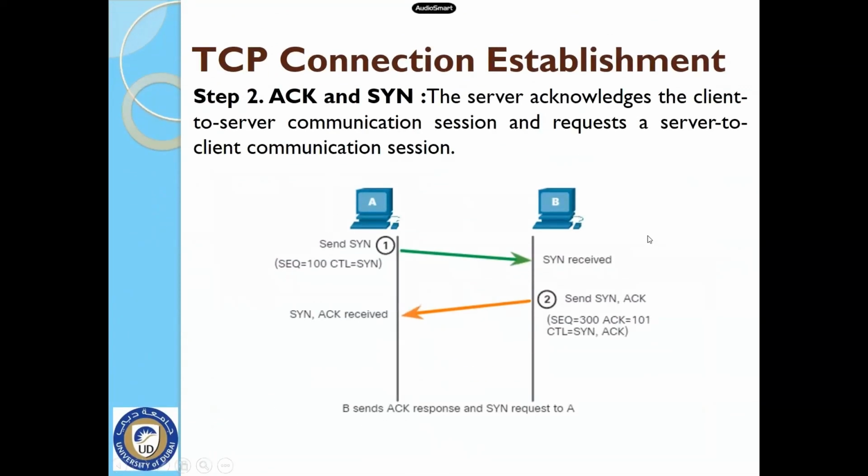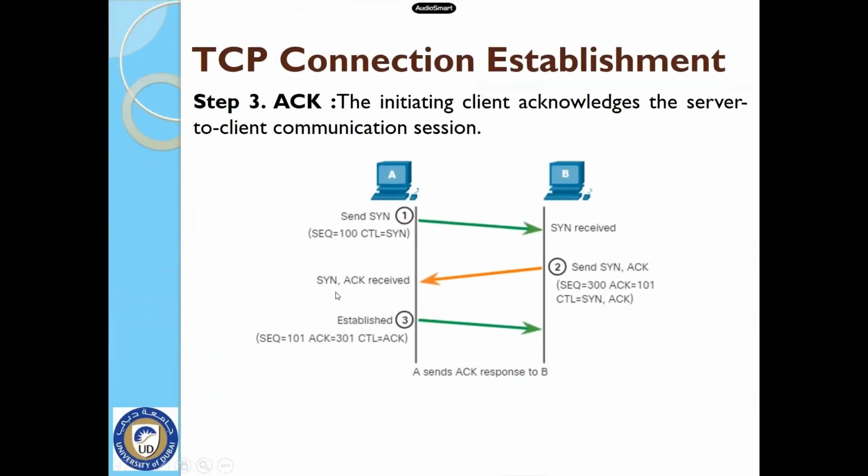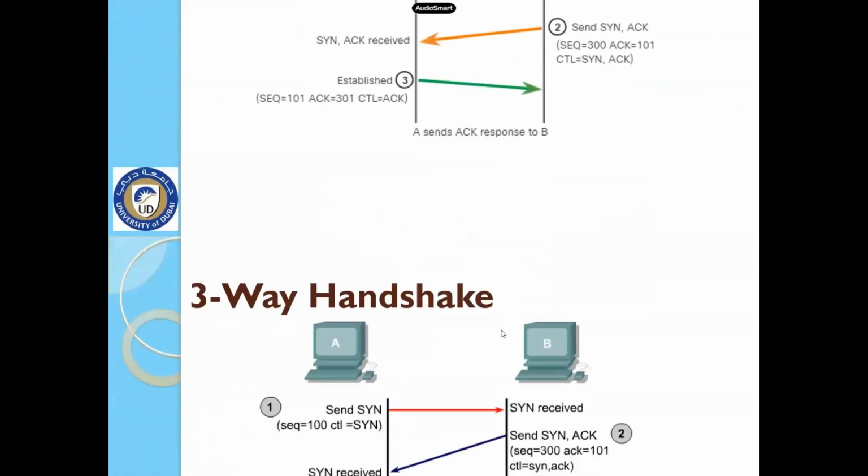Now, if the server is free, it will send an acknowledgement of synchronization. The server acknowledges the client-to-server communication session and requests a server-to-client communication session. Machine B replies to machine A like, okay, I'm free, you can send data. Once the connection has been established, the initiating client acknowledges the server-to-client communication session. Communication has been established and data starts to be sent to the destination.